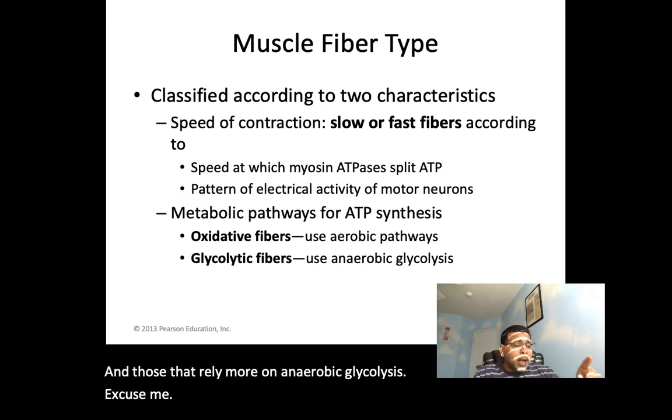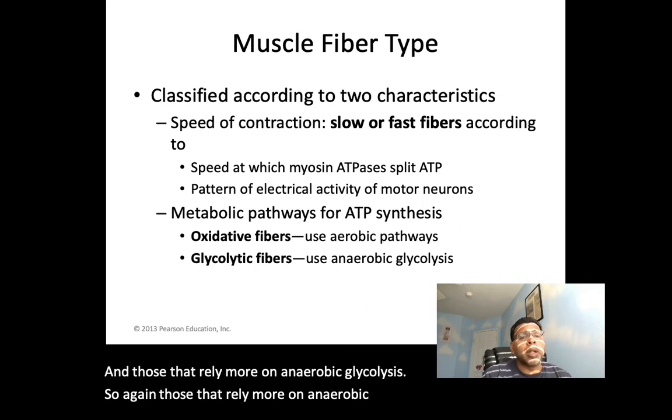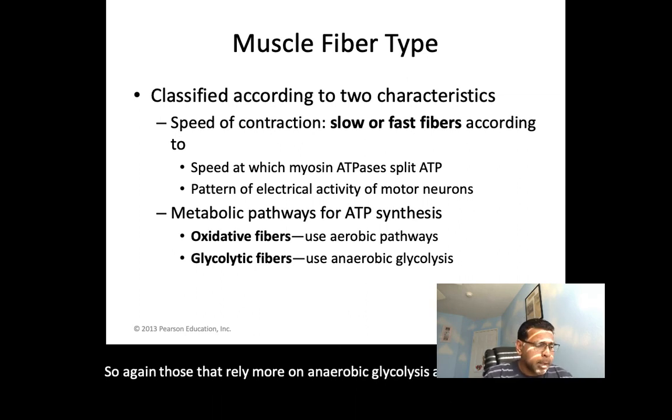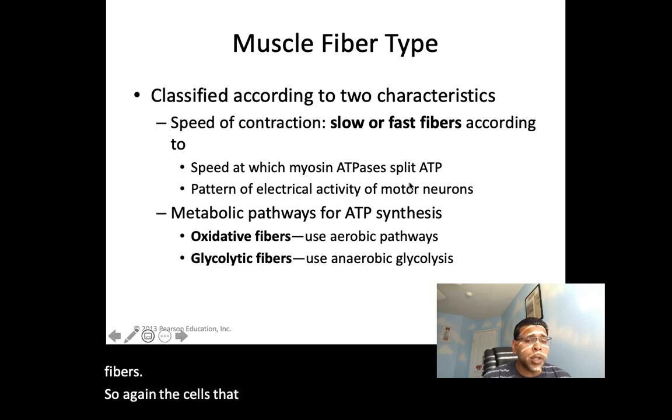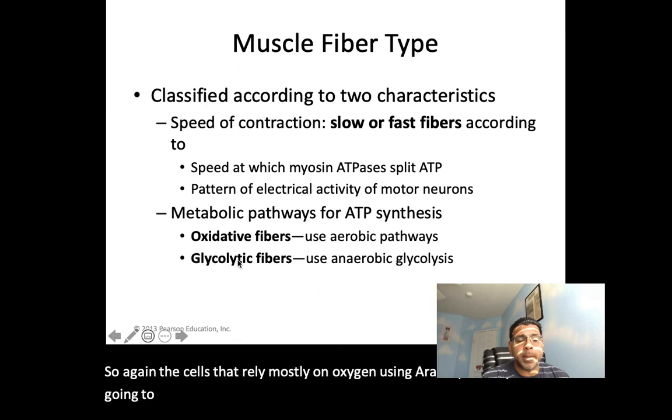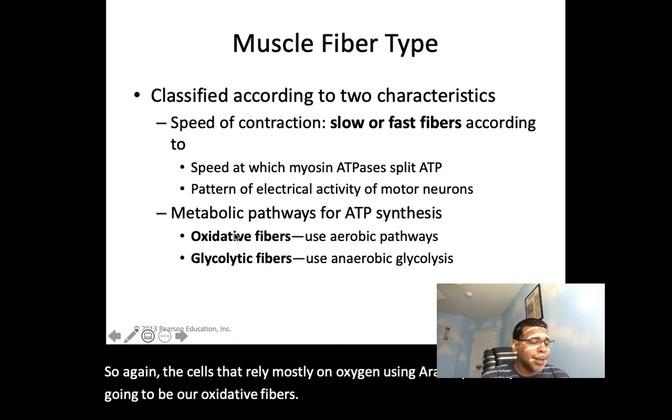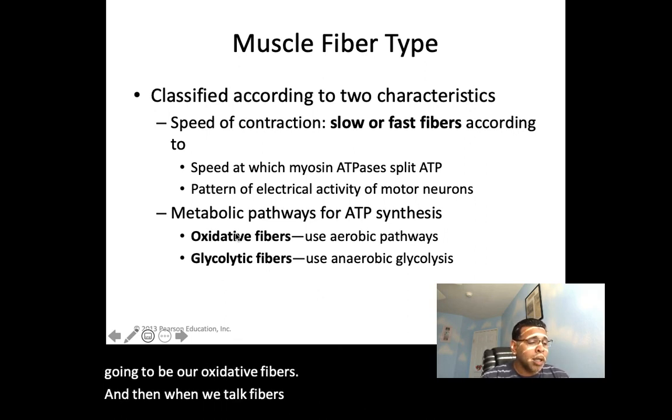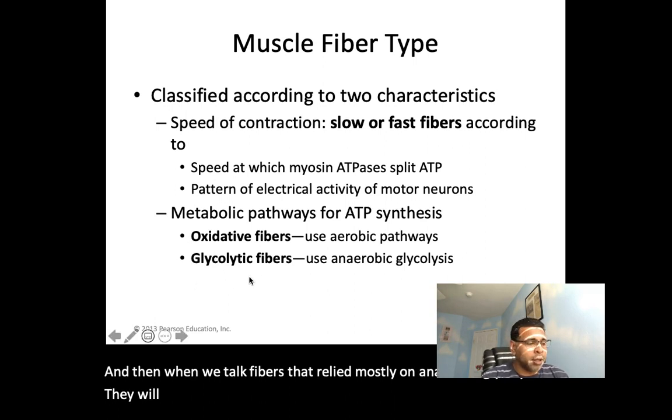So again, those that rely more on anaerobic glycolysis are our glycolytic fibers. The cells that rely mostly on oxygen using aerobic pathways are going to be our oxidative fibers. And when we talk about fibers that rely mostly on anaerobic glycolysis, they will be our glycolytic fibers.